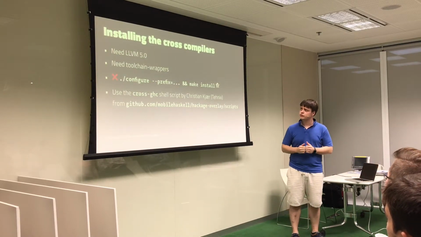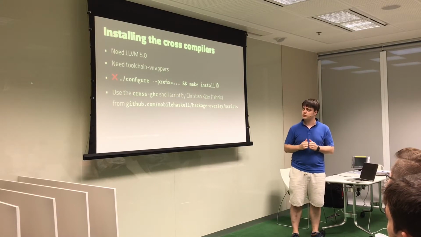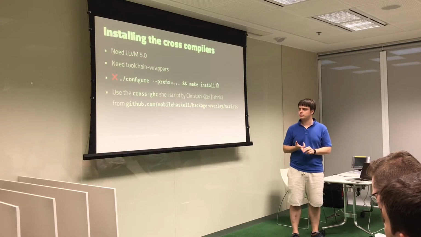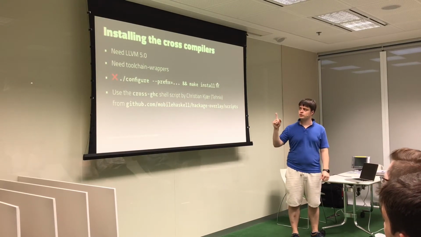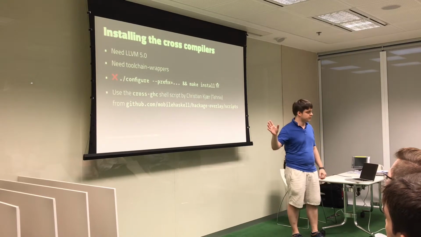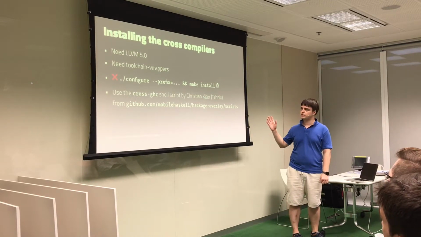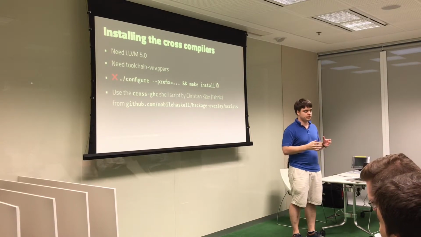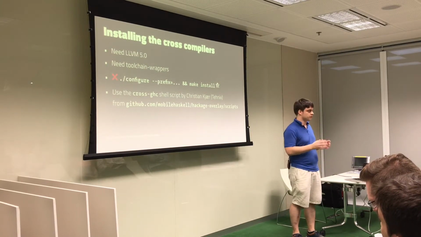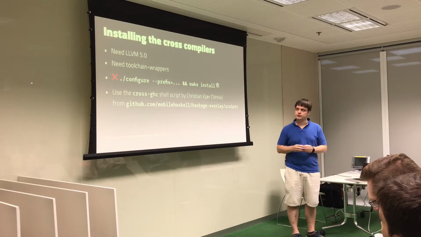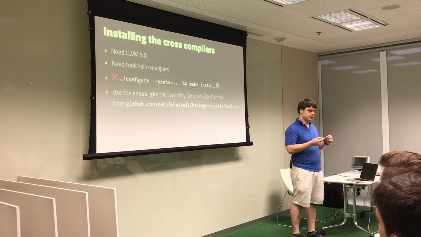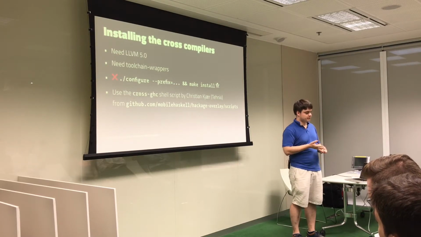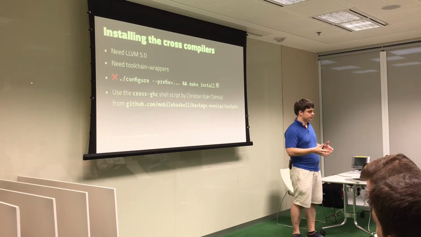Now, installing cross-compilers is not as easy as I would like it to be. You'll need the LLVM 5, and you'll also need the toolchain wrappers. And I would have hoped that you could just configure, point it to the prefix you wanted, and then make install, but that doesn't work because the binary distribution that GHC builds is not really engineered towards building cross-compilers as binary distributions. So whenever you run configure, it basically redetects your host, redetects your build system, redetects your target, and those will all end up being the local machine you currently have.